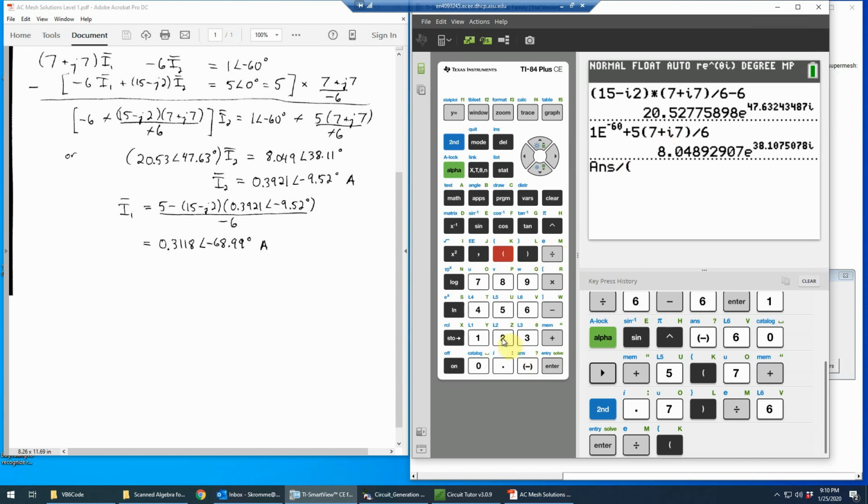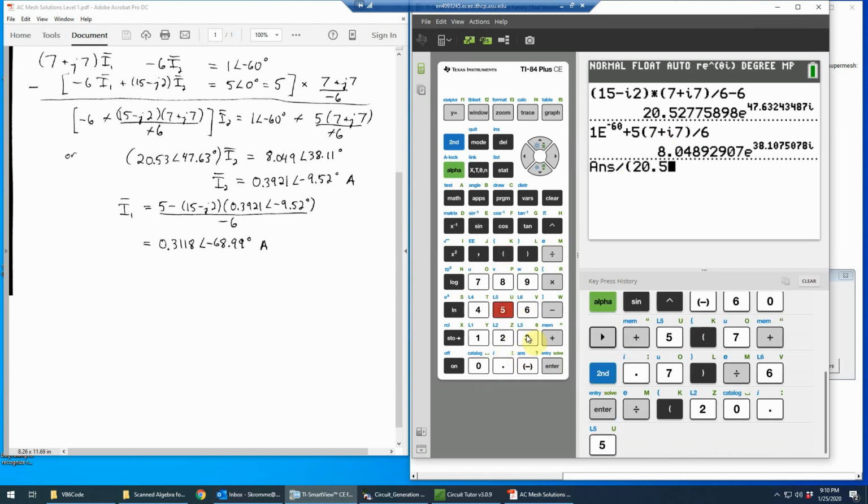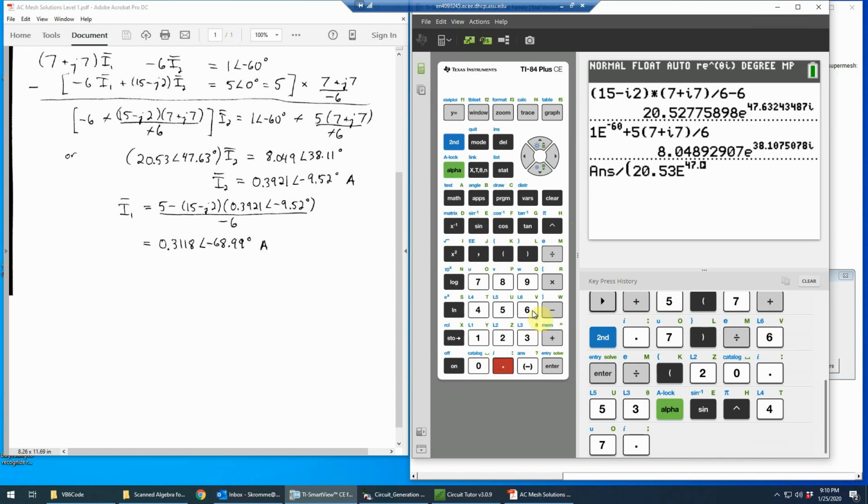So I'm just going to retype that as 20.53, and then I have the e to the power 47.63, and then exit that, close parentheses again. If I didn't use the parentheses there, I'd get the wrong answer, because then I'd be basically multiplying by the e to this power, rather than dividing. So very crucial to use the parentheses there.